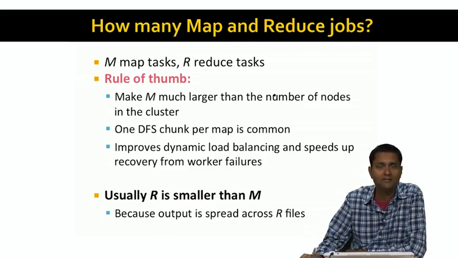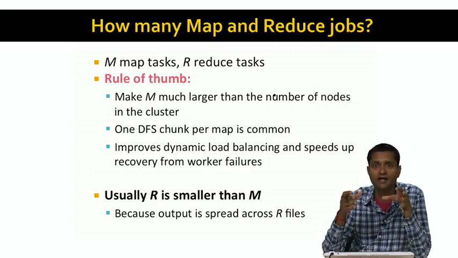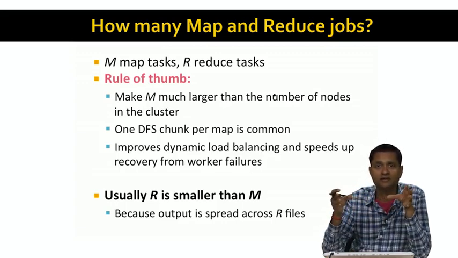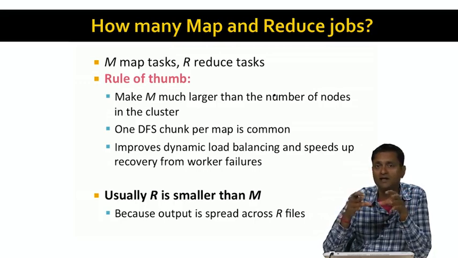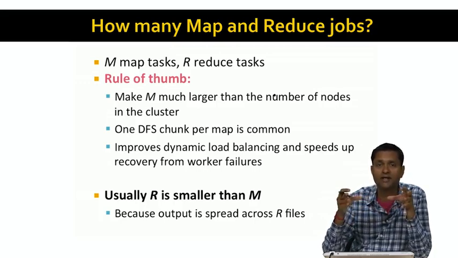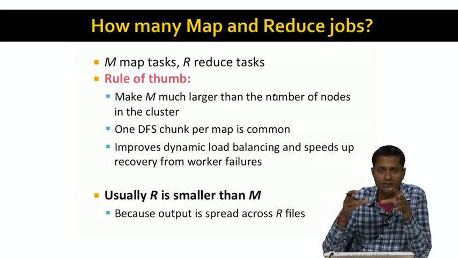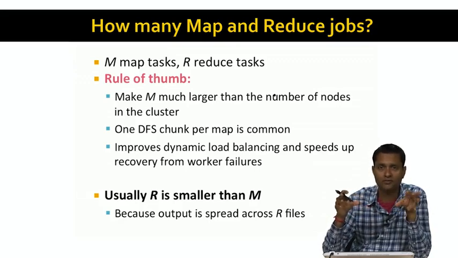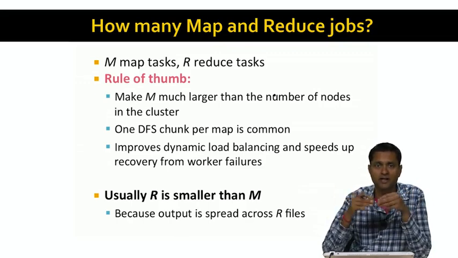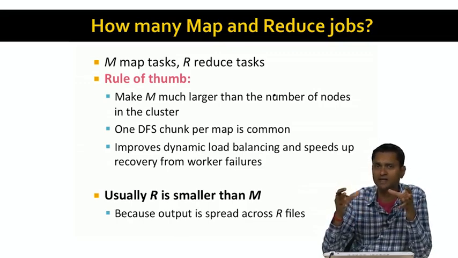On the other hand, the number of reducers R is usually smaller than M, and is usually even smaller than the total number of nodes in the system. This is because the output file is spread across R nodes, where R is the number of reducers, and it's usually convenient to have the output spread across a small number of nodes rather than across a large number of nodes. And so usually R is set to a smaller value than M.